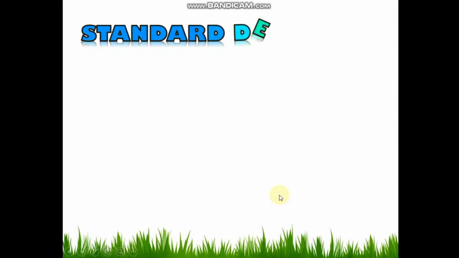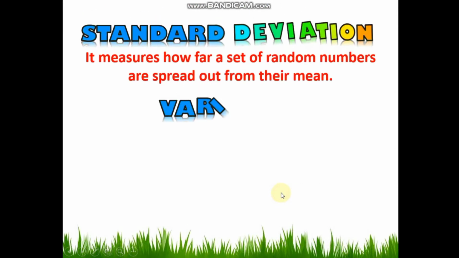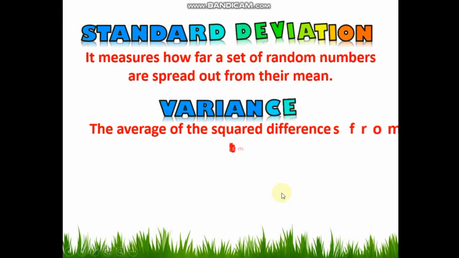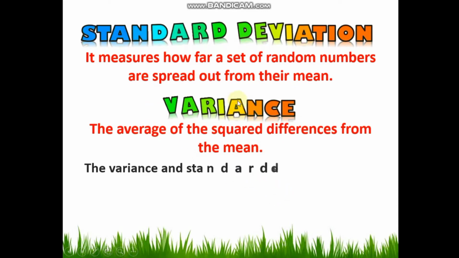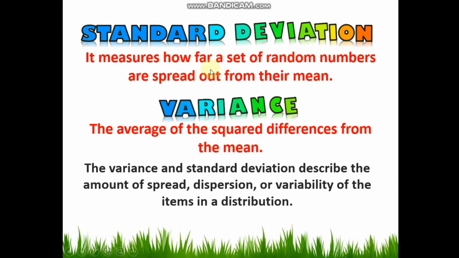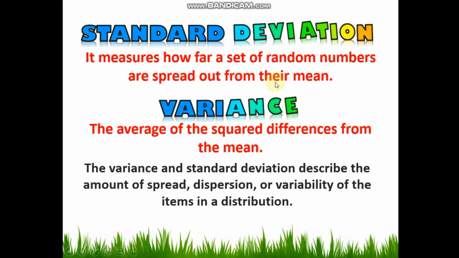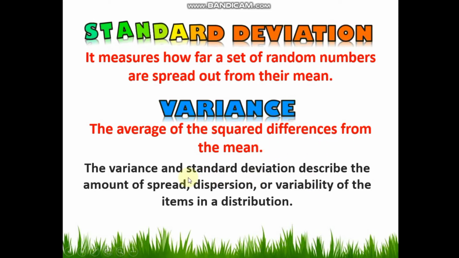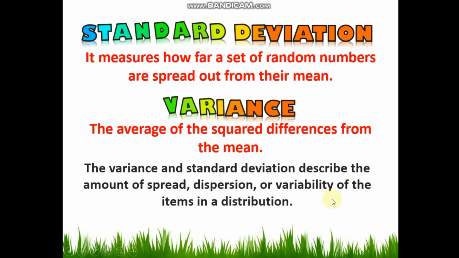Let's move on to the standard deviation and the variance. When we talk about standard deviation, we are talking about the measure of how far a set of random numbers are spread out from their mean. Ibig sabihin, gaano kalayo yung mga random variables from their mean. The variance is the average of the squared differences from the mean. The variance and standard deviation describe the amount of spread, dispersion, or variability of the items in a distribution.